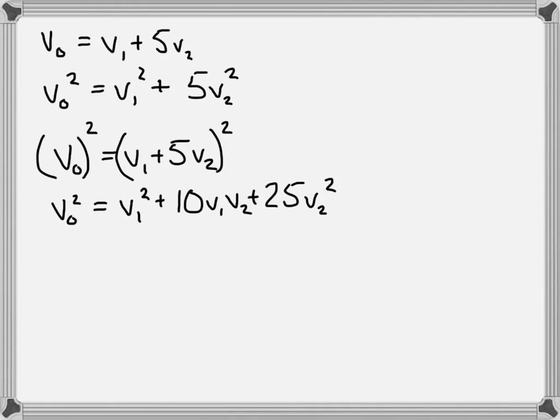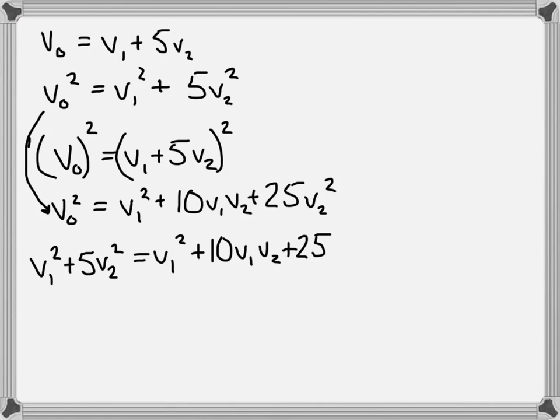But now let's take this equation and let's plug it in. Actually, no, what I want to do, I'm going to take this equation and I'm going to replace v naught squared with this, and then I'm going to plug in this down here. So I'm going to have v1 squared plus 5v2 squared equals that same term on the right hand side of the equation.